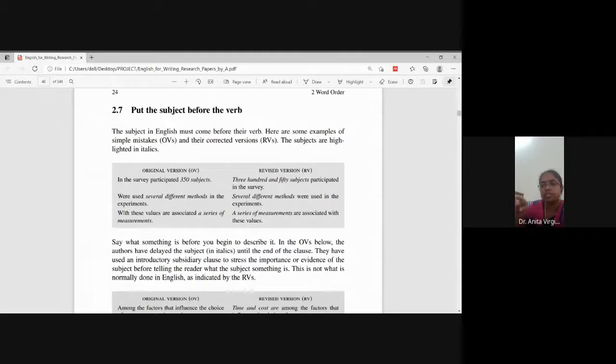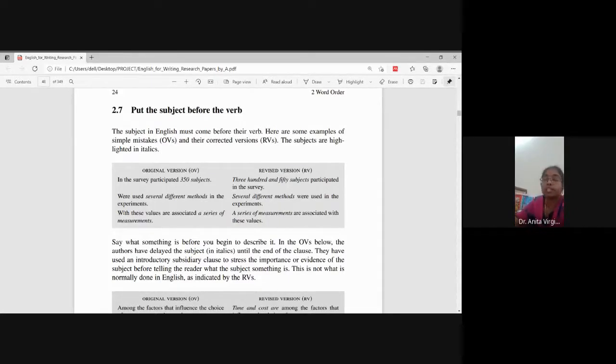So always the subject should come before the verb. So 350 subjects participated in the survey. Very simple. 350 subjects participated in the survey. So that is how it should look. Then, where used several different methods in the experiments. It looks so funny, isn't it? If the word order is not used properly, then how does it look like? It's too funny to just read it, isn't it?